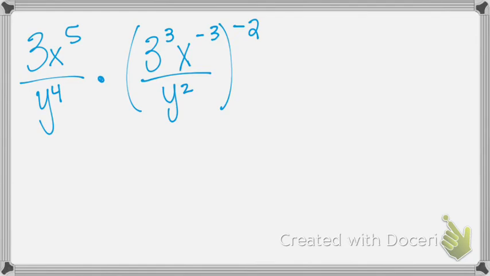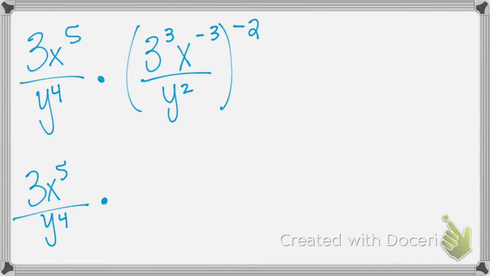Okay, so first thing you want to do, this first section, there's nothing I can do with it right now. So I'm simply just going to bring it down and get ready to simplify with it in a little bit. In just a minute. Okay, so now, the second part, we have that power rule because we have that negative 2 outside the parentheses.